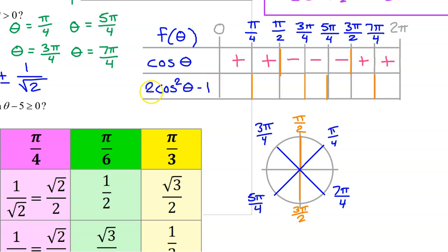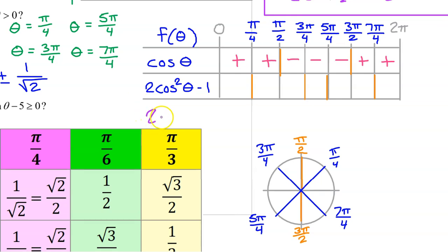Now, let's think about the factor of 2 cosine squared theta minus 1. In this first interval, I can use 0. So if I plug in 0, I get 2 cosine squared 0 minus 1. The cosine at 0 is 1, and 1 squared is still 1. So this is really just 2 times 1 minus 1, which equals positive 1. So this factor is positive in this first interval.